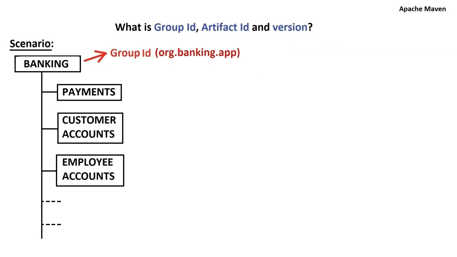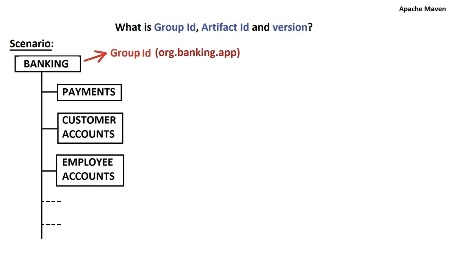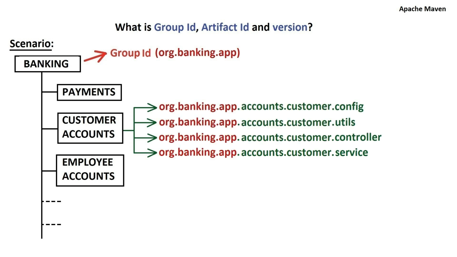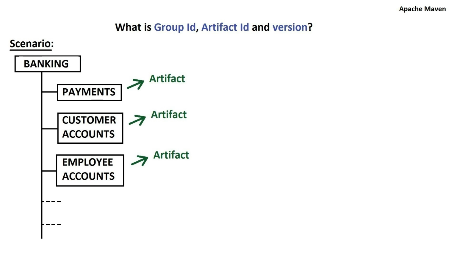Suppose we consider the payments project. For all the packages that we declare within this project, the group ID is written as a prefix for each package. Similarly, we write the group ID as a prefix for all the packages in all the projects within the group. Let's look at artifacts. Artifact is nothing but a project name, as we discussed before.